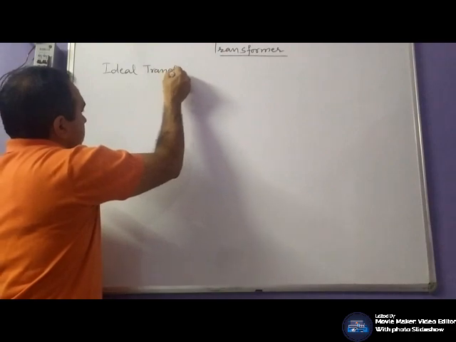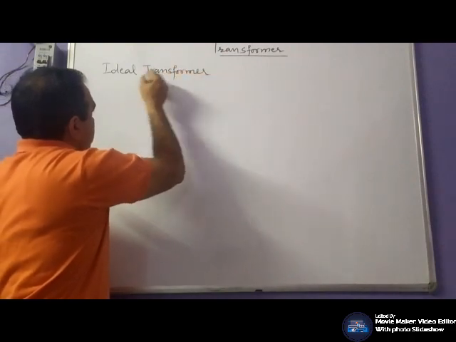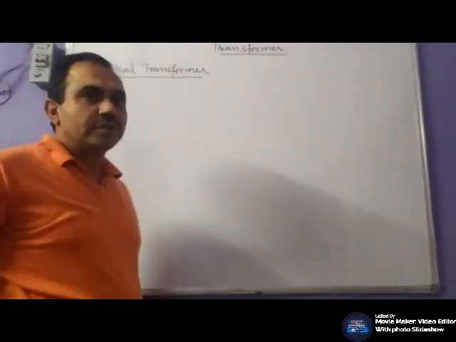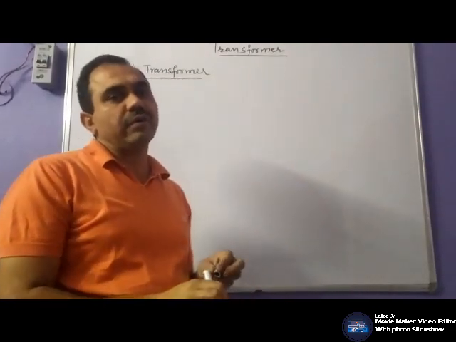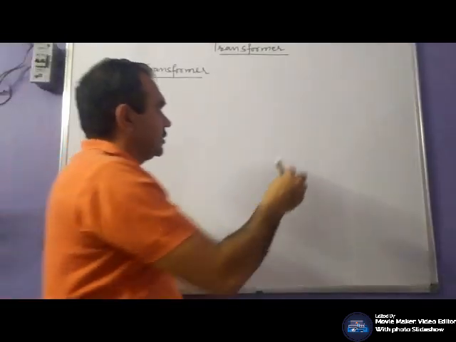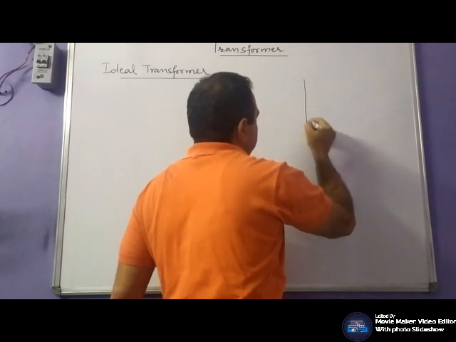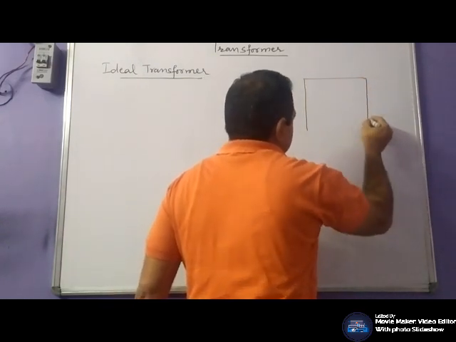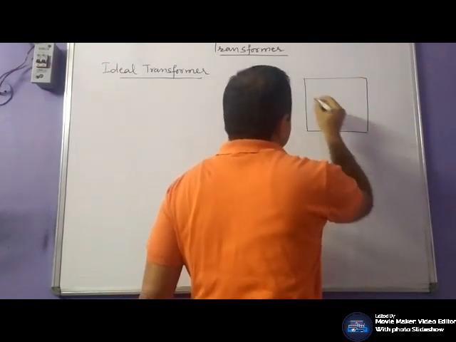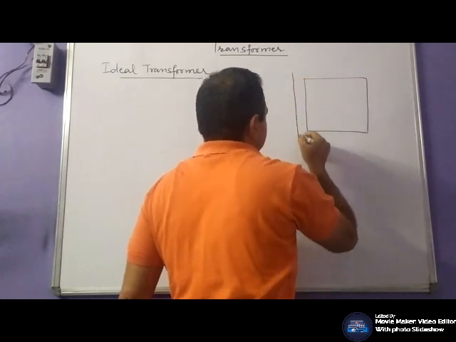Ideal transformer. A transformer with no losses, a loss-free transformer: no iron losses, no copper losses. We have already discussed that a transformer works on the principle of electromagnetic induction.